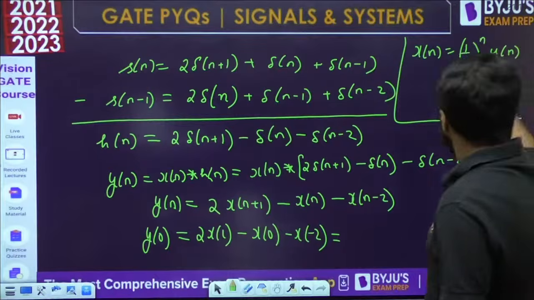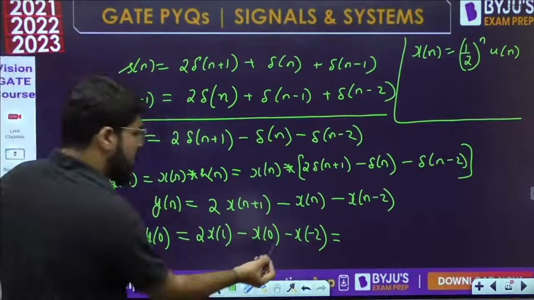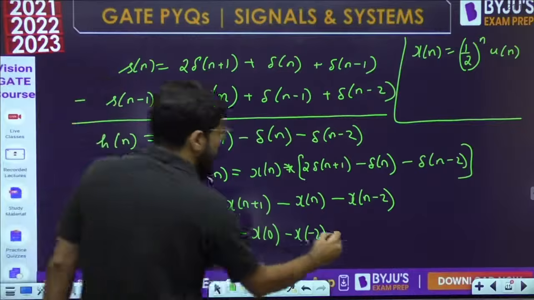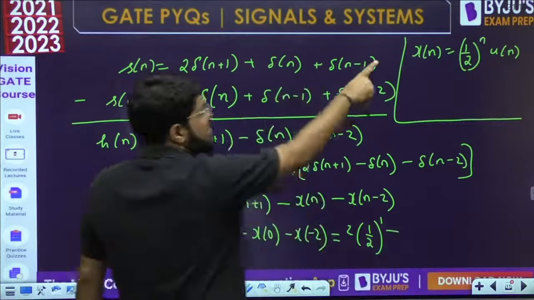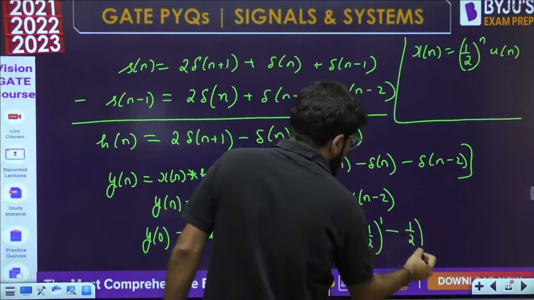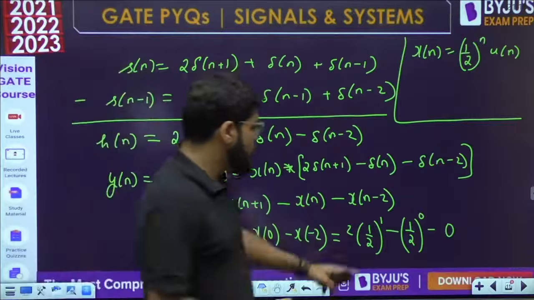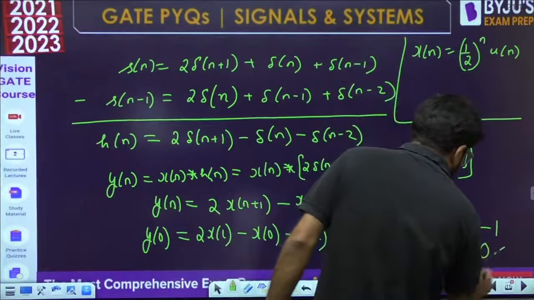Now, since unit step is involved, unit step will exist for n greater than or equal to 0. So n equal to minus 2 gives 0. x1: if you put n equal to 1, you get half power 1. Minus x0: if you put n equal to 0, you get half power 0, which is 1. And the third part is 0 only. So the 2 and 2 cancel. Half power 0 is also 1. Final answer: 1 minus 1 cancels.